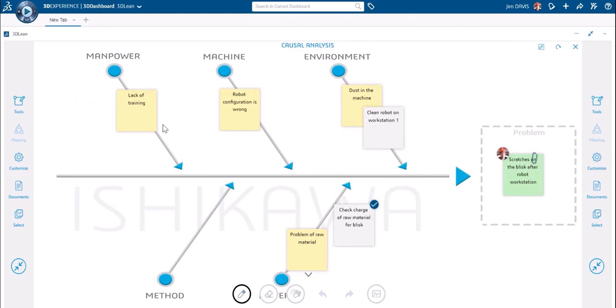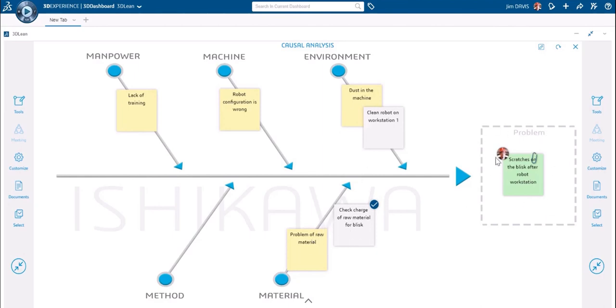The Ishikawa diagram focuses on potential root causes of problems potentially related to manpower, machine, environment, material, and method. You can see here we've already gone through some analysis as part of the teamwork to look at manpower. Is it part of lack of training? Is it part of the machine? Is it part of the environment, dust in the machine? Well, we've created action items based upon this problem solving to try and alleviate some of those. Problem of the raw material, we've checked all of that.